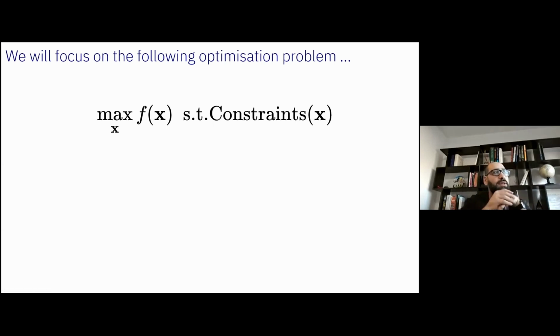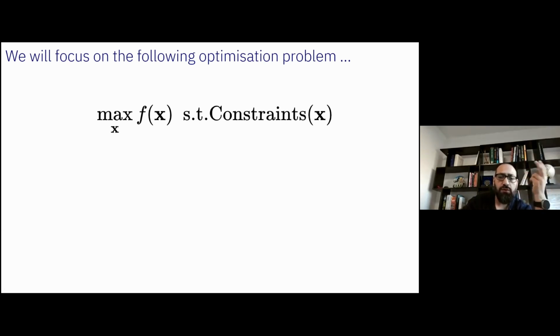Our goal is we would like to solve a problem of this form. So we would like to maximize, with respect to some variable x, a function f of x, and that function f of x has constraints with respect to the variable x. Now, if you look at this problem, you would say, yeah, okay, so what's new? This problem has been studied for a very long time in the literature, right?